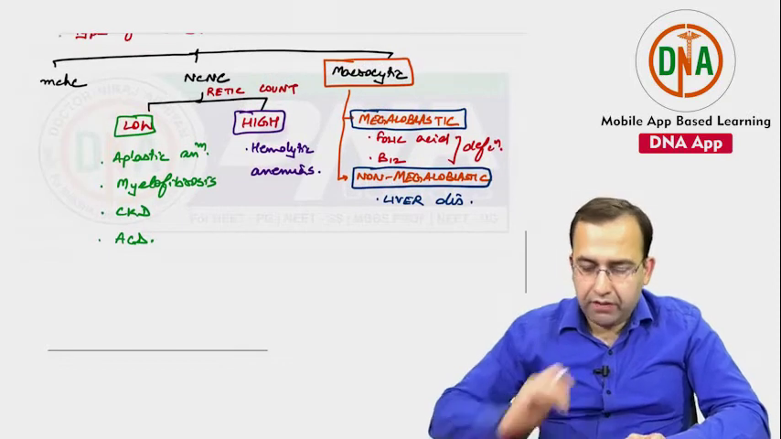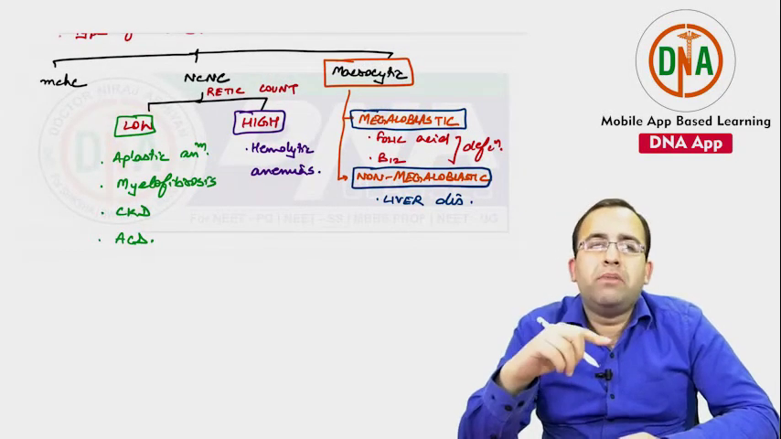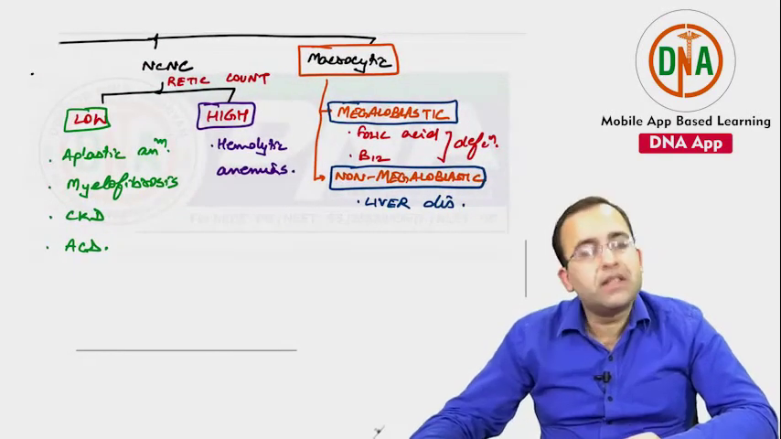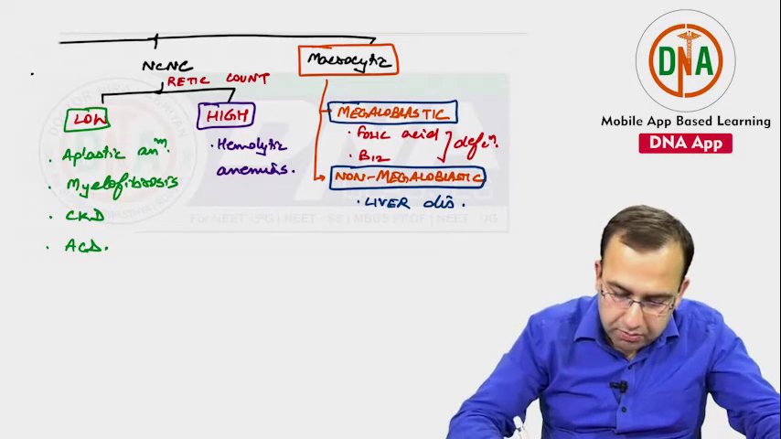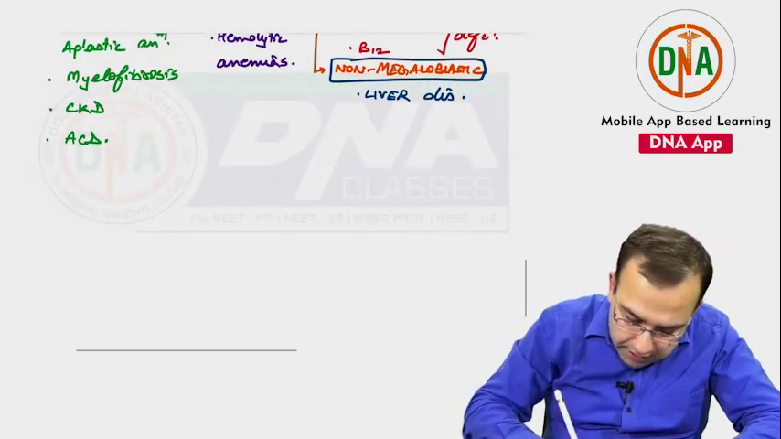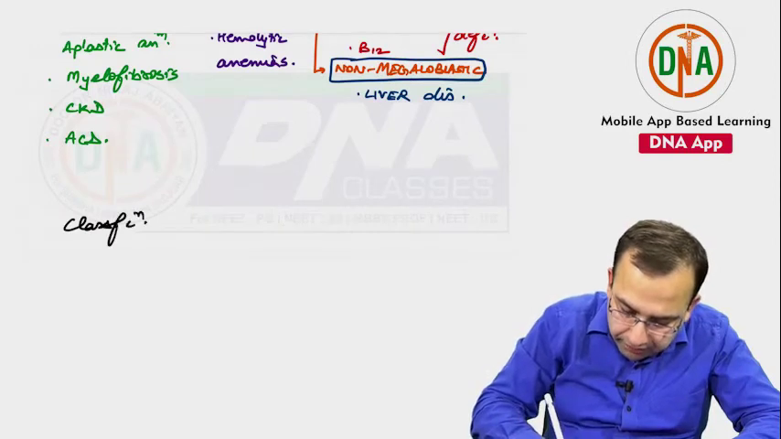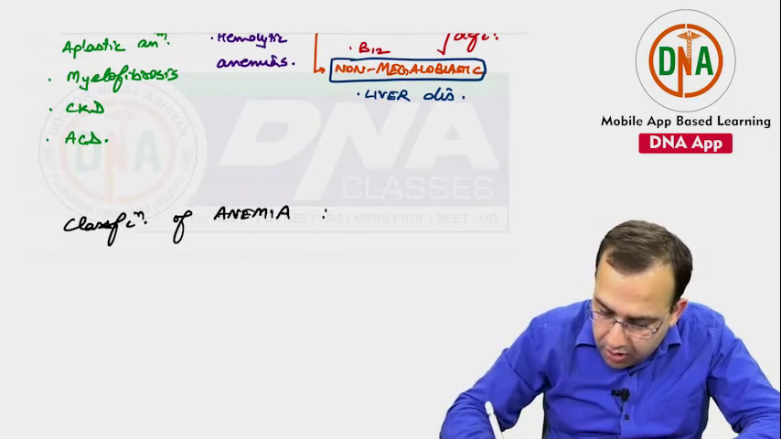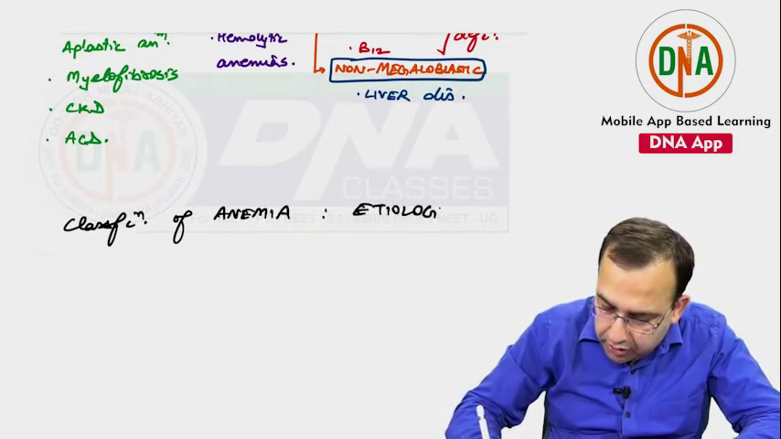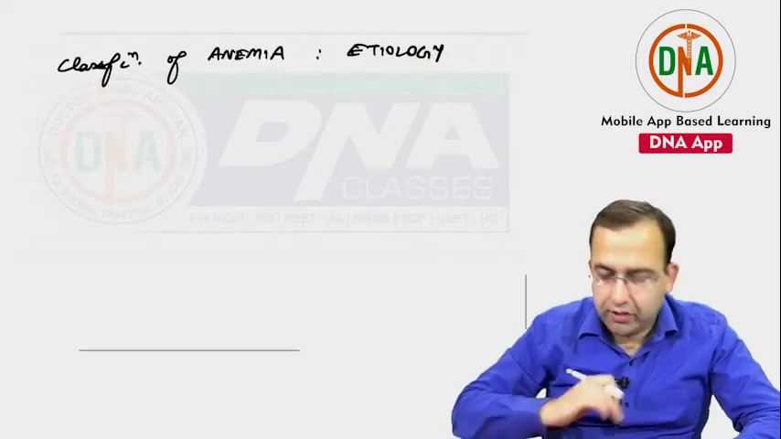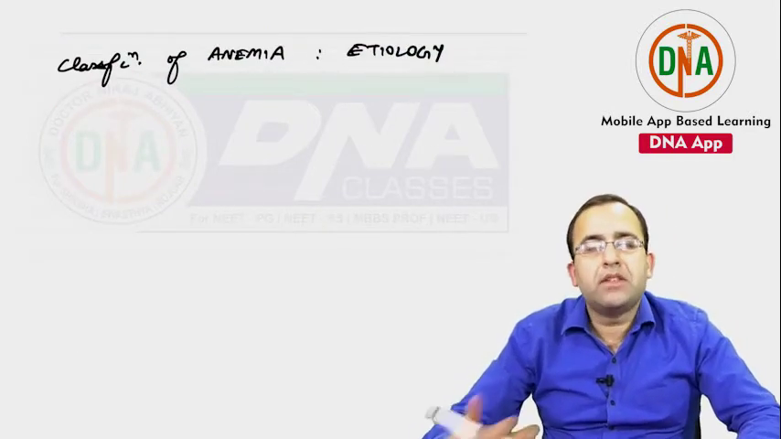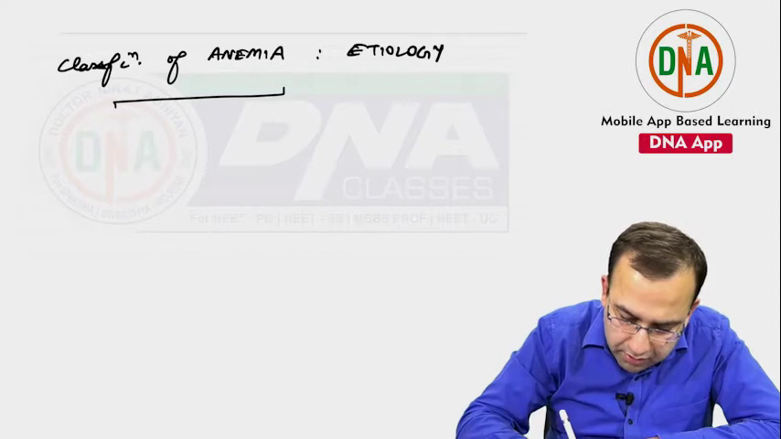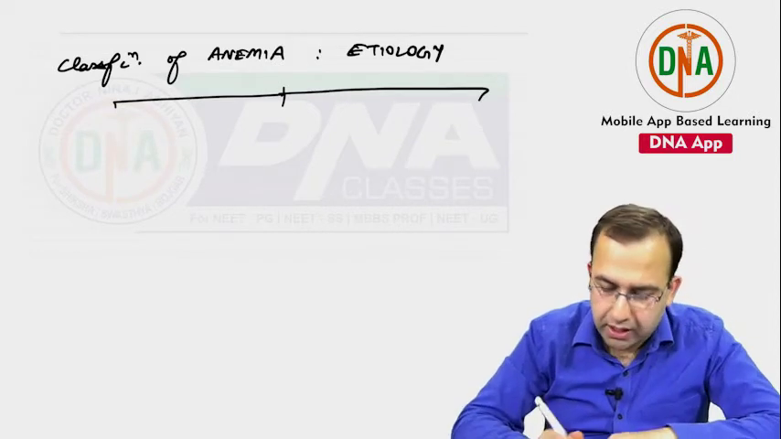This is classification of anemia on the basis of size of the RBC. Next point. This gets us to classification of anemia on the basis of etiology. Etiology means cause of anemia. We can divide the anemia on the basis of cause again into three types.